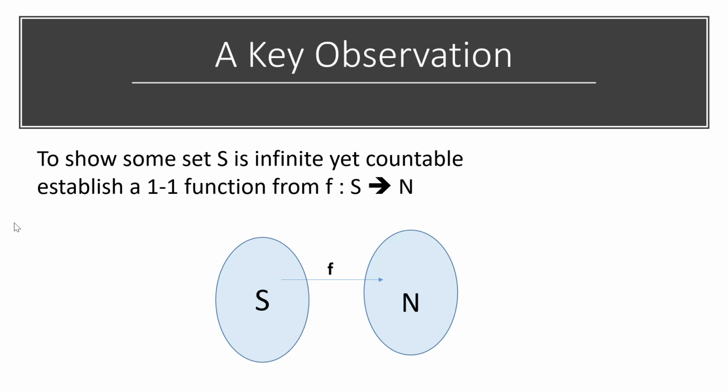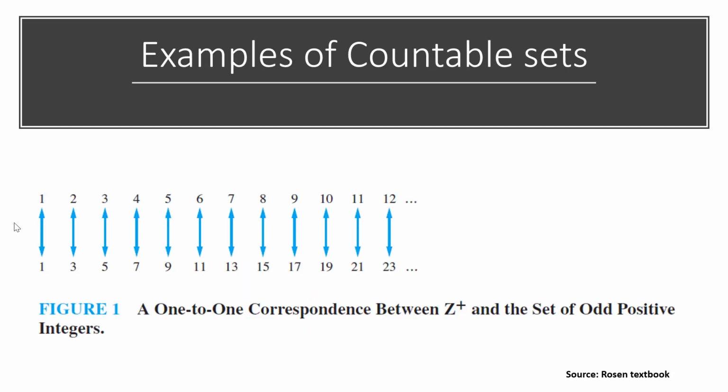To show some set S is infinite yet countable, you can establish a one-to-one function from S to N and then show that the cardinality of S is less than or equal to that of N.